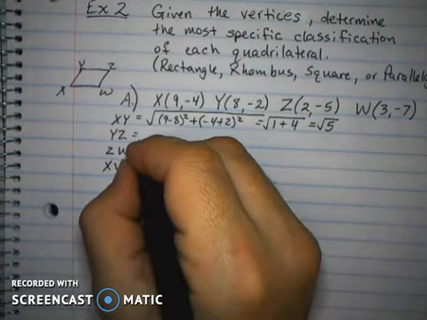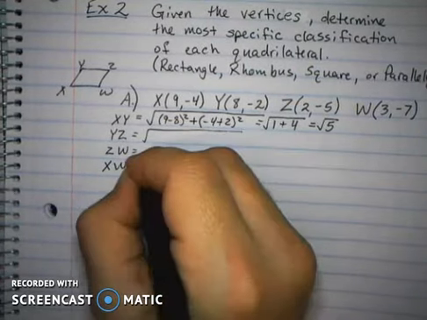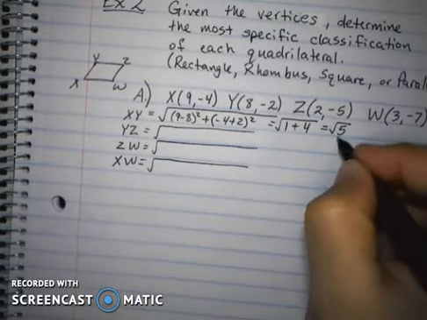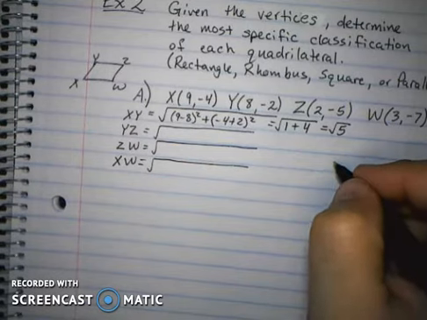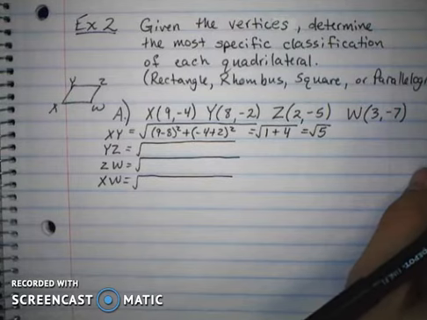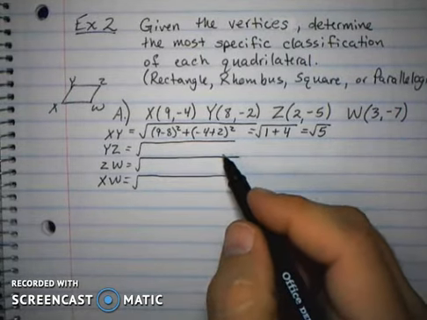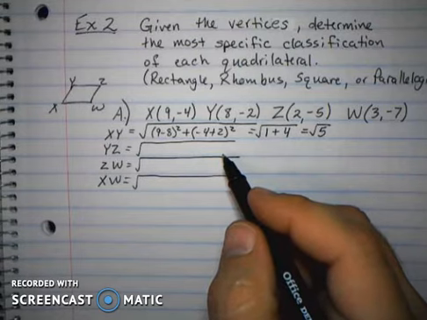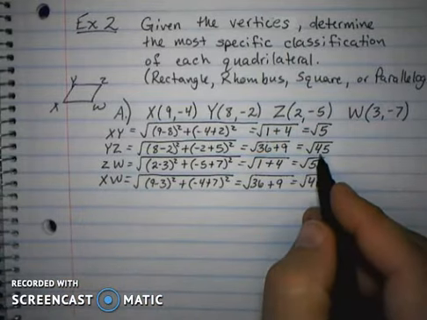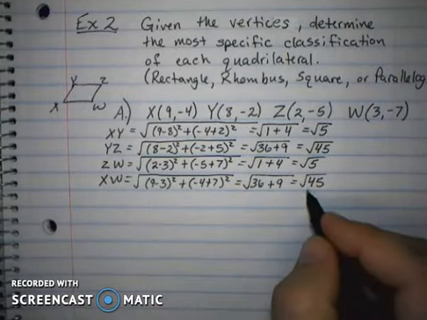Okay, and we're going to try the length of the rest of these. I want you to pause the video and work these out yourself until you get the other 3 side lengths in radical form. It doesn't have to be simplest radical form, just radical form. But pause the video to give yourself time to do that. All right, this is what we should get. We get that yz is √45, zw is also √5, and xw is also √45.